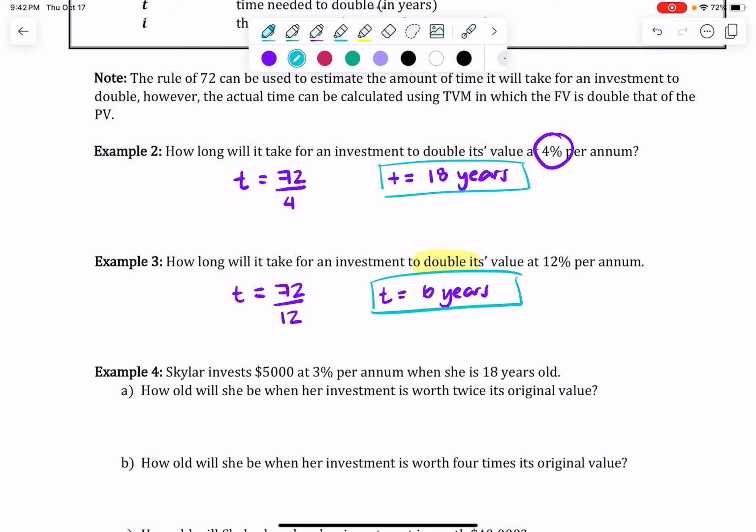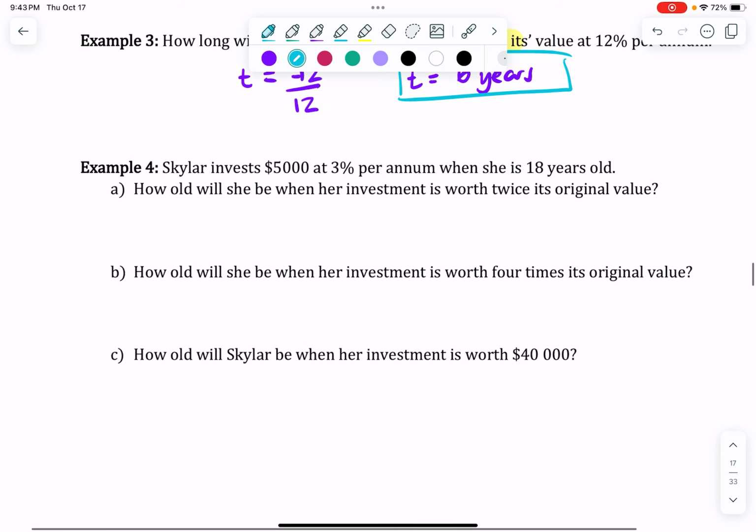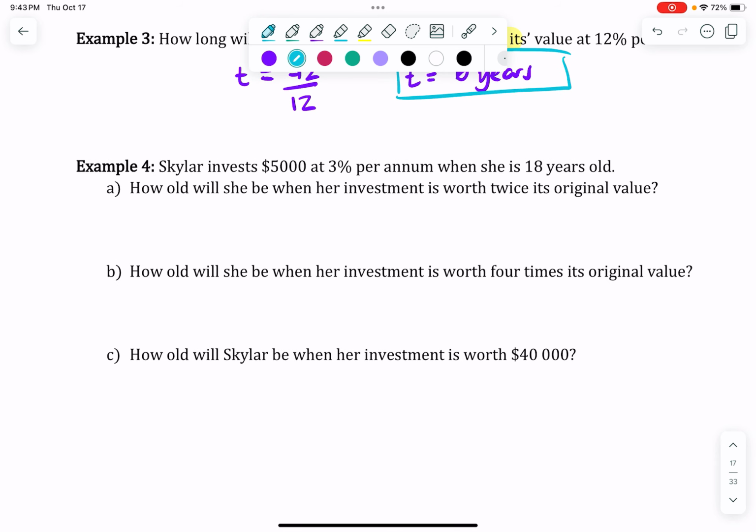We have one last question, and it's about Skylar. Skylar invests $5,000 at 3% per annum when she's 18 years old. How old will she be when her investment is worth twice its original value? When we take a look at this, again, it doesn't say that it's simple interest. We have to assume that it's compound, which means if I wanted to do this in any other way, TVM would be my option, but I don't have enough information for TVM.